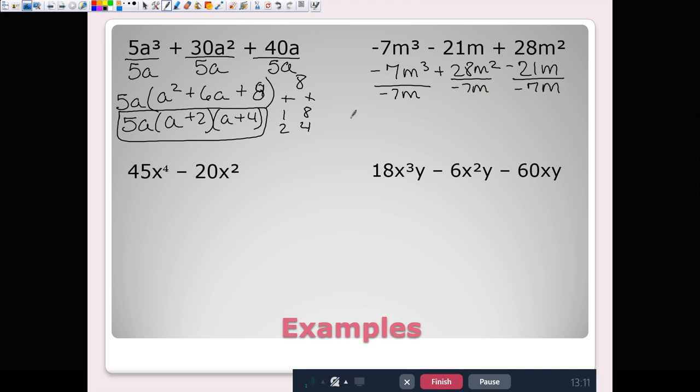So negative 7m is going to go on the outside. And on the inside, I'm going to be left with m squared minus 4m plus 3. So I have negative, positive. So my signs are going to be negative, negative. And I'm looking for multiples of 3. So 1 times 3, and 1 plus 3 is 4. So I'm going to have m minus 1 and m minus 3. And my negative 7m needs to stay on the outside. There's nothing else that can be done, so this is going to be my final answer.